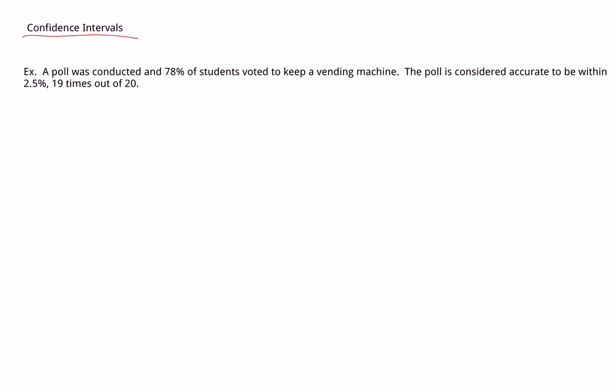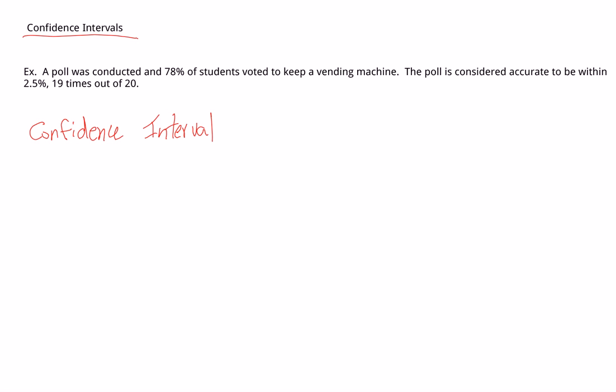Sometimes they'll give you the data as a sentence like this, saying 78% of the students want to keep it, and the poll is accurate to be within 2.5%, 19 times out of 20. So we have to be careful of a couple of definitions. The first one is the confidence interval. It has to do with how many people are actually going to say yes, the majority of the people.